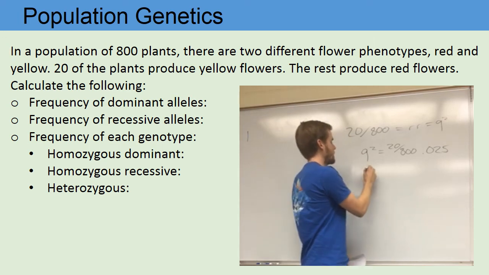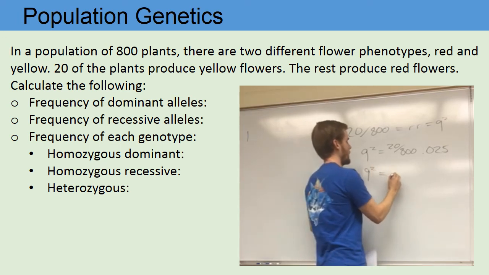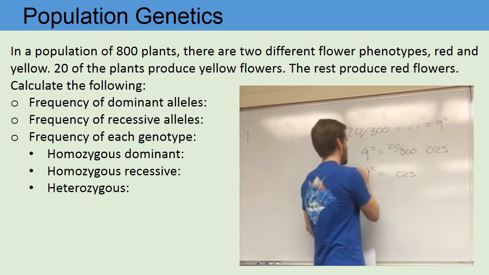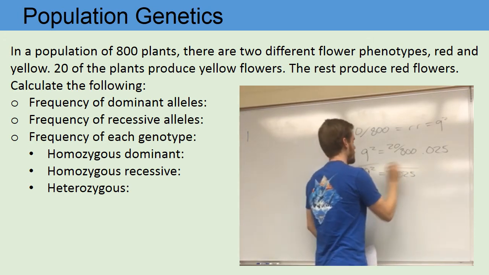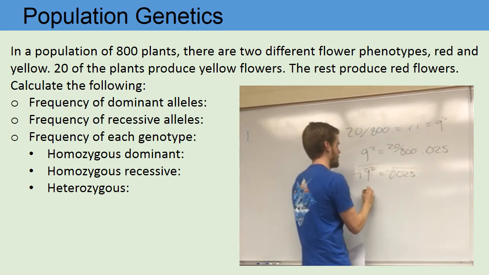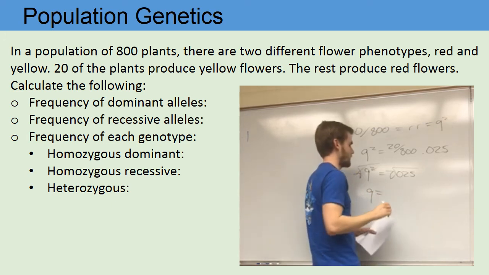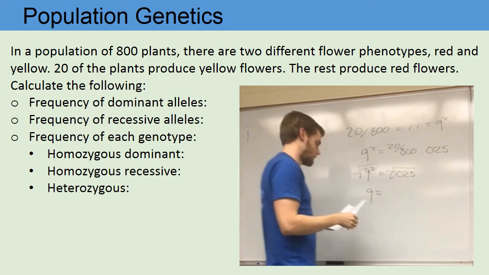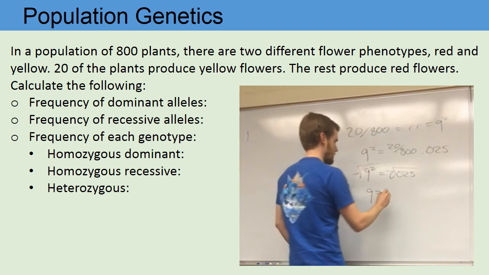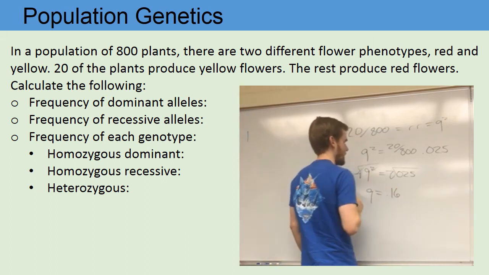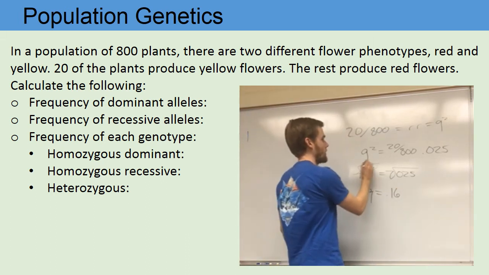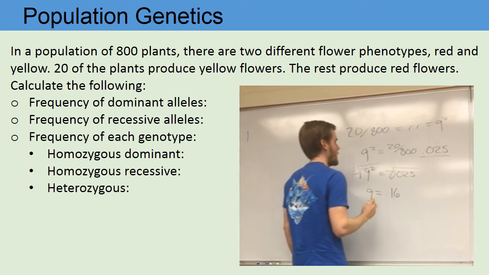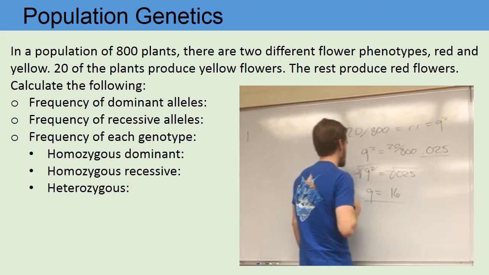So we have q squared is equal to 0.025. Now if we take the square root of each side, that cancels out the square, giving us q is equal to the square root of 0.025, which is equal to 0.16. So now we've determined what q squared is equal to, and we've determined what q is equal to.